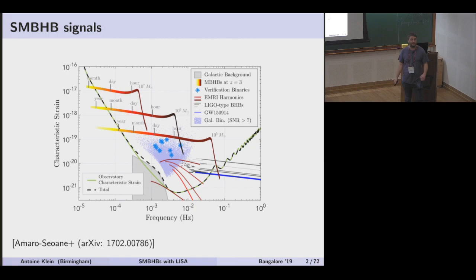The color bar will correspond to the separation of the binary. Yes. What will be the separation when you say this month or day? Oh, yeah, that's a good question. I don't know it off the top of my head. You can figure that out by using the leading order post-Newtonian term.